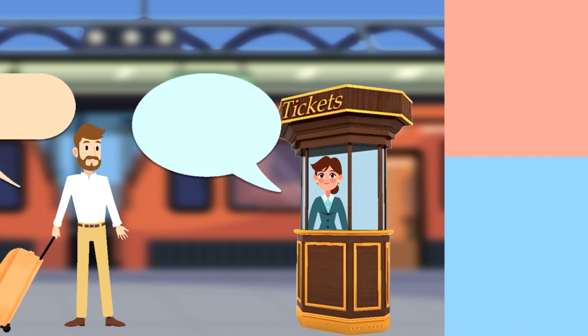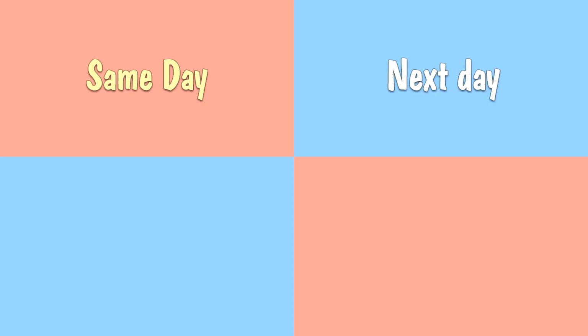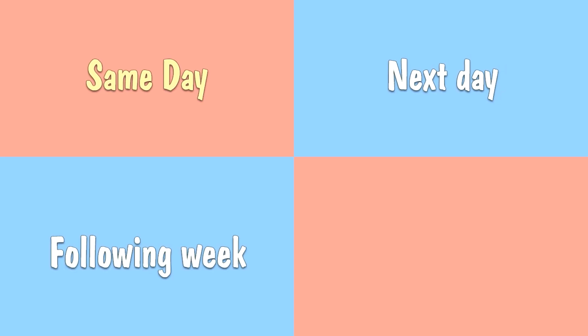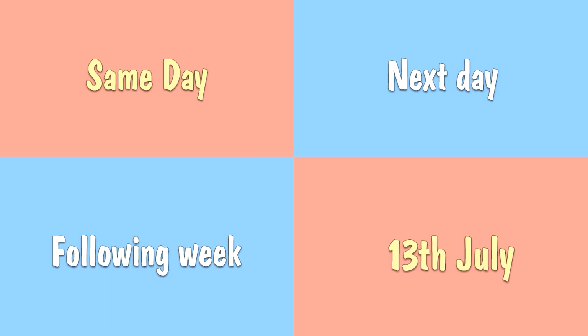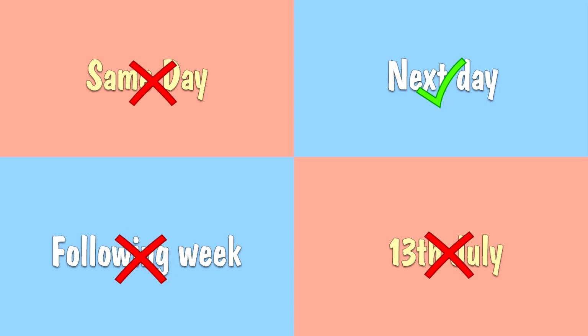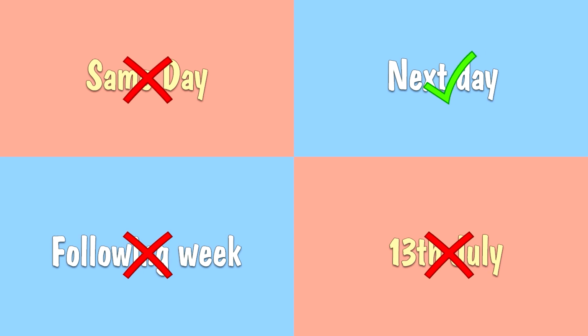Thank you. Which day did James buy tickets for? I'll give you only 10 seconds to think. Same day? Next day? Following week? 13th of July? James bought tickets for the next day. Yes! There weren't any tickets available for the same day, so James had to buy tickets for the next day.